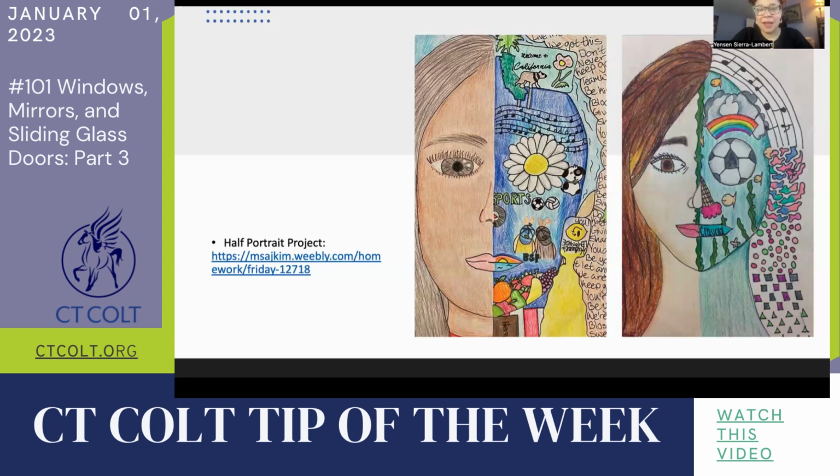These two examples that I have here, I got from this website that you see here, which I hope you get a chance to check out. This website provides a blank template that you can download, and the students can fill in with items. As you can see here, you see flowers and pets and soccer balls and food. These are things that are part of who they are.